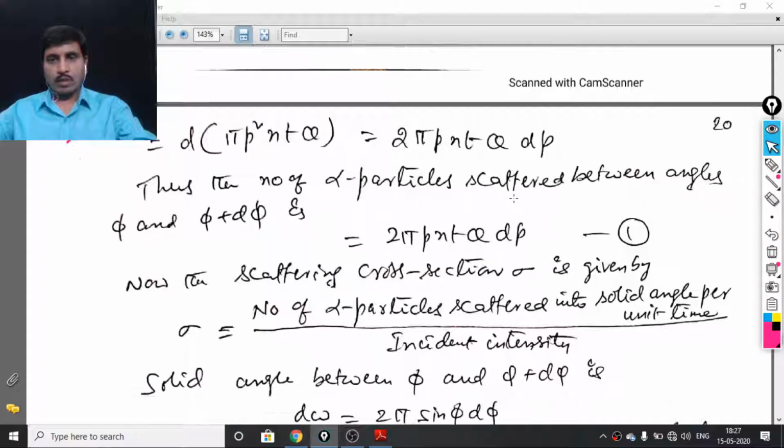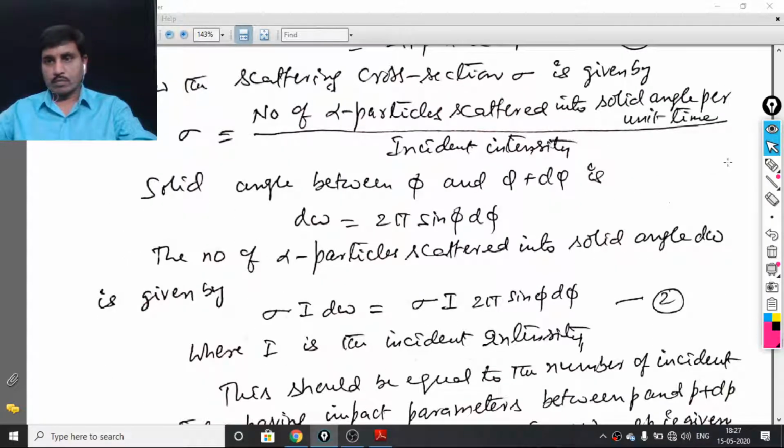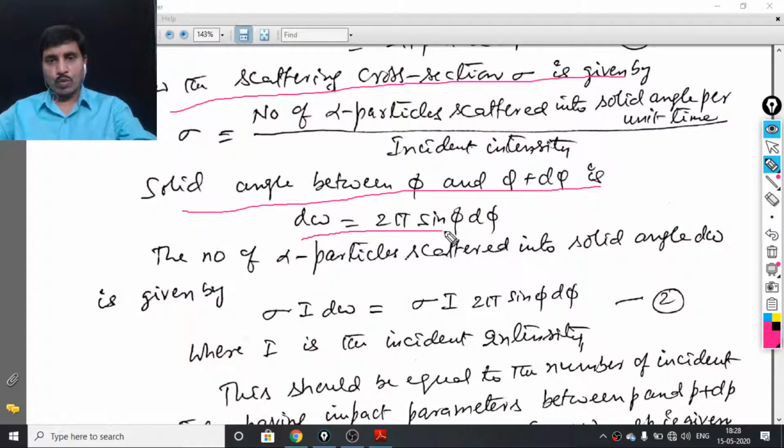Now, the scattering cross section sigma is given by sigma equal to the number of alpha particles scattered into solid angle per unit time by incident intensity. The solid angle between phi and phi plus d phi is given by d omega equal to 2 pi sin phi d phi. Here the calculation of d omega is not given, so we have to remember this value carefully.